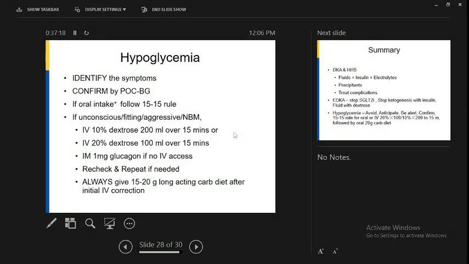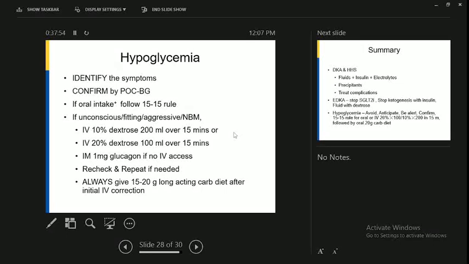And if the patient is unconscious, fainting, or aggressive, or kept nil by mouth, you can't give orally. Then you have to go for 10% dextrose, 200 cc over 15 minutes, or 20% dextrose, 100 cc over 15 minutes. If the patient does not have intravenous access, you may have to go for IM 1 milligram of glucagon and recheck the patient after 15 minutes. If the patient's blood sugar is still less than 70, you can repeat the same.